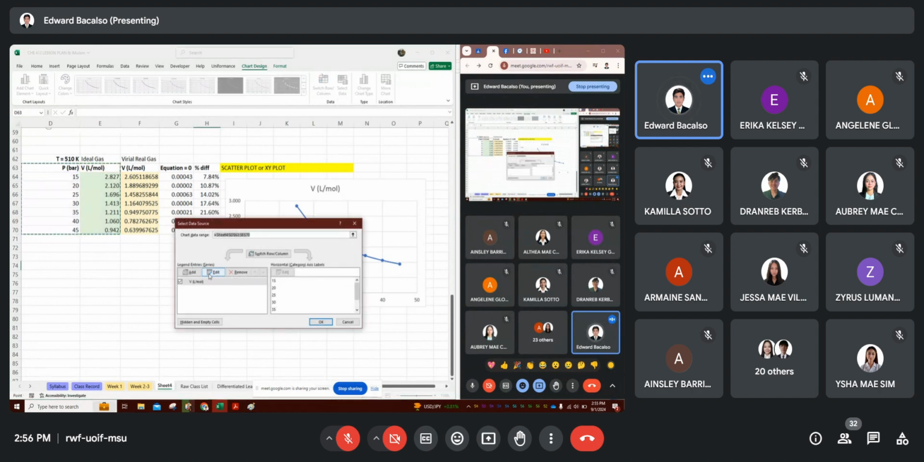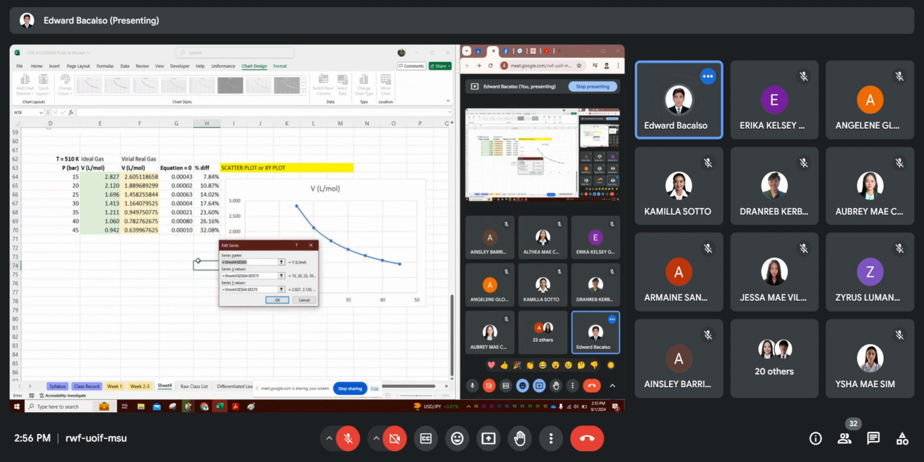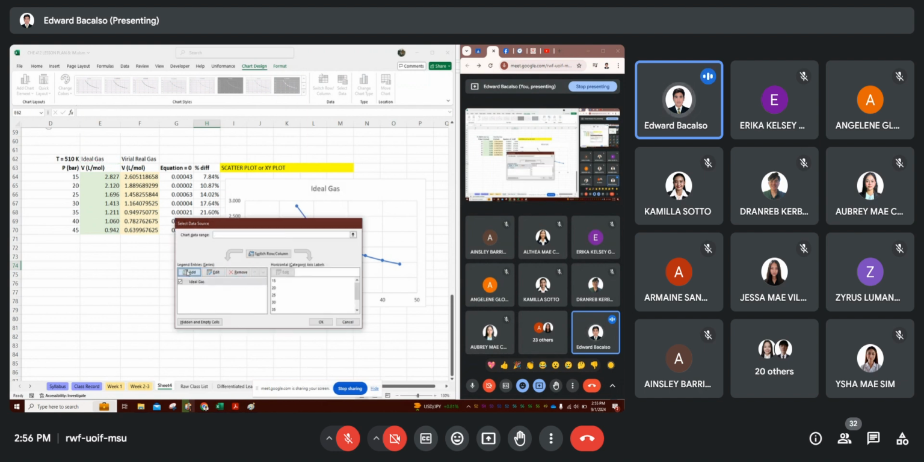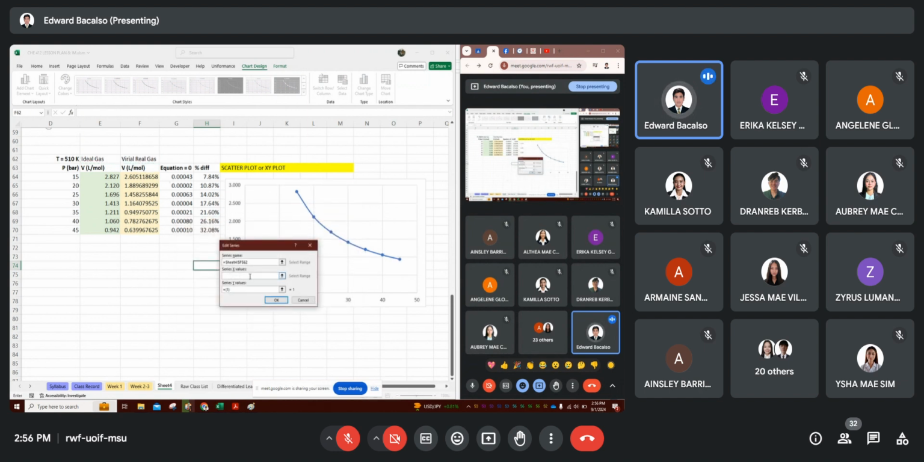So, add lang tayo ng isa pang data. So yung kanina, we can set this as the ideal gas and then add tayo ng virial gas. Series X values, that's 15 to 45. And then Y values, yung color yellow na naka-highlight ng yellow. Yan. Click OK.